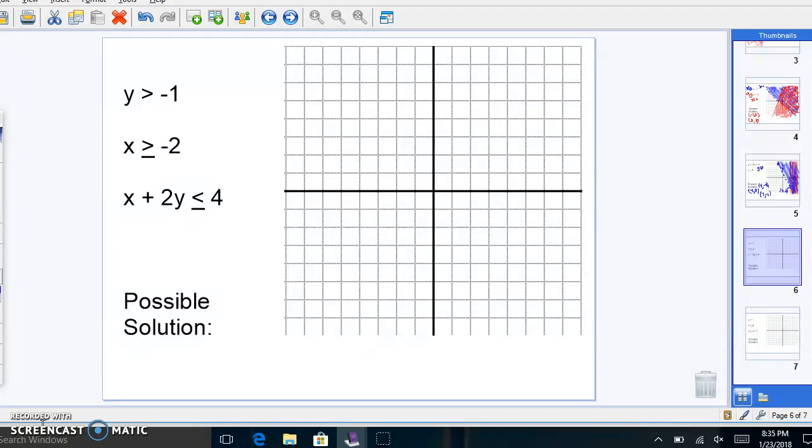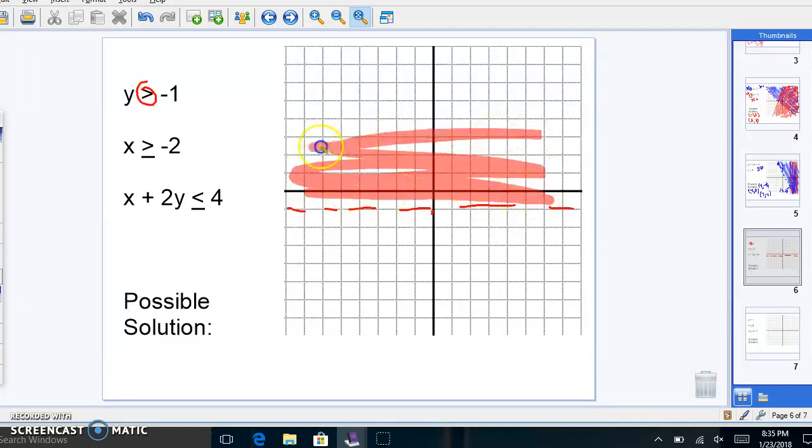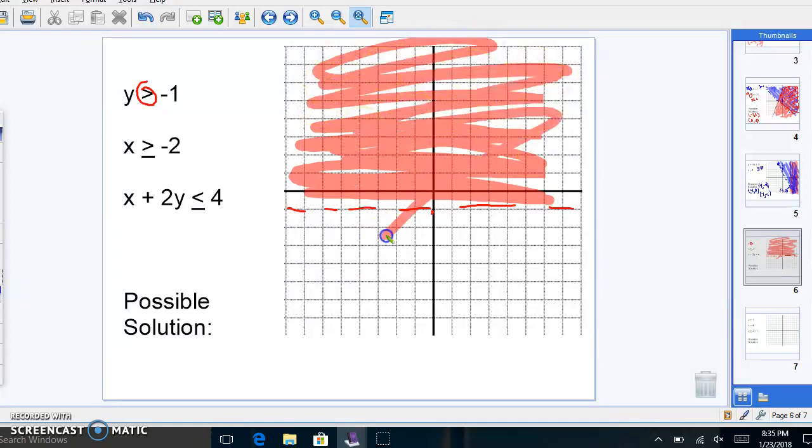So the first one we'll graph in red, and we know that we have a y-intercept of -1, which means that it is intersecting at -1. It does not show or equal to, so we're going to have a dotted line going straight across. Numbers that are bigger than -1 would be 0, 1, 2, so we are shading above our line here.